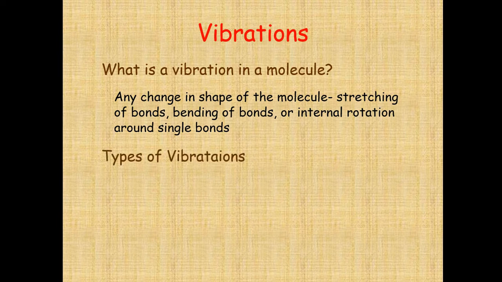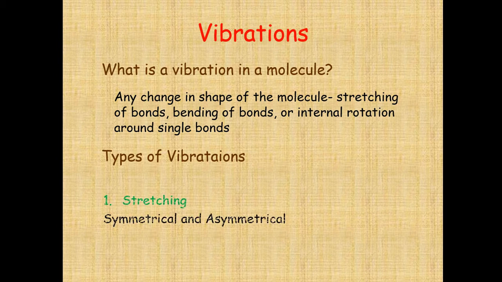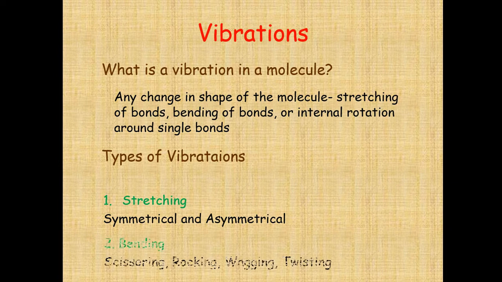There are two types of vibration. We will discuss them one by one. One is stretching vibrations and another is bending vibrations. Stretching vibrations are again divided into two categories: one is symmetrical stretching, and another is asymmetrical stretching. While bending vibrations are classified into four categories: scissoring, rocking, wagging, and twisting. We will discuss all these vibrations one by one.